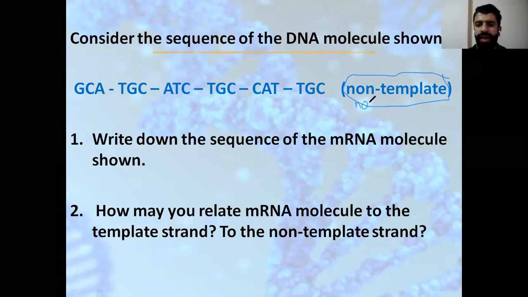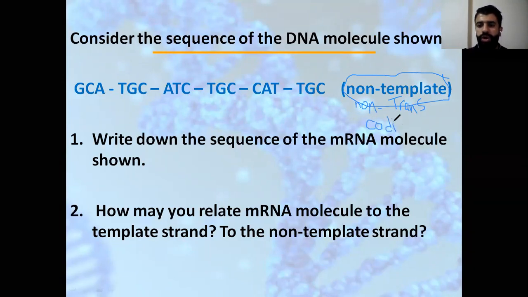Also, it's called the non-transcribed, while it's called the coding. So it's called non-template, non-transcribed, and coding. The sequence of this is the same as the sequence of mRNA, except that T is replaced by U.